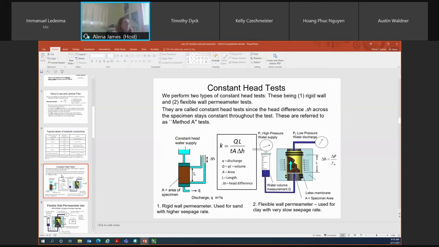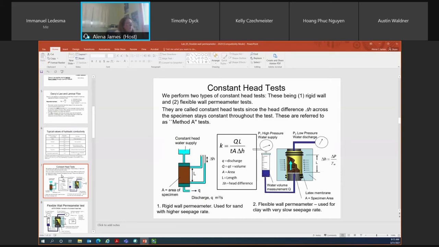They're called constant head tests because the head difference, or the delta H across your specimen, stays constant throughout the test. So you're not changing your delta H value throughout the test. That's why it's called a constant head test.